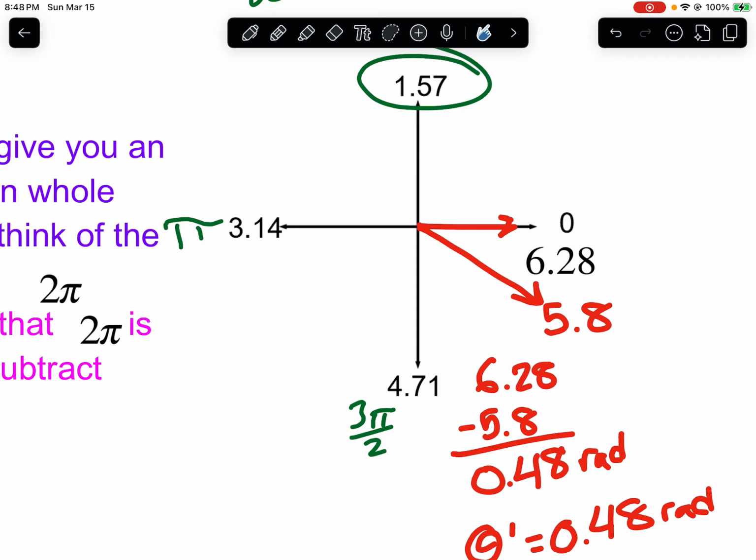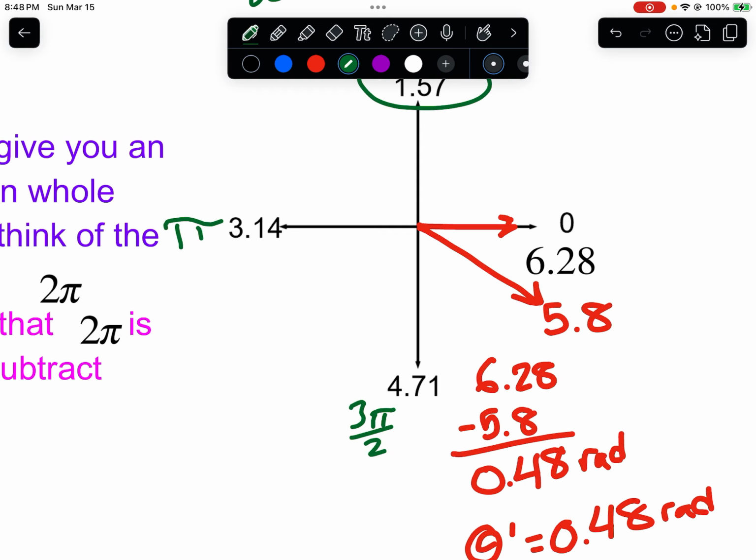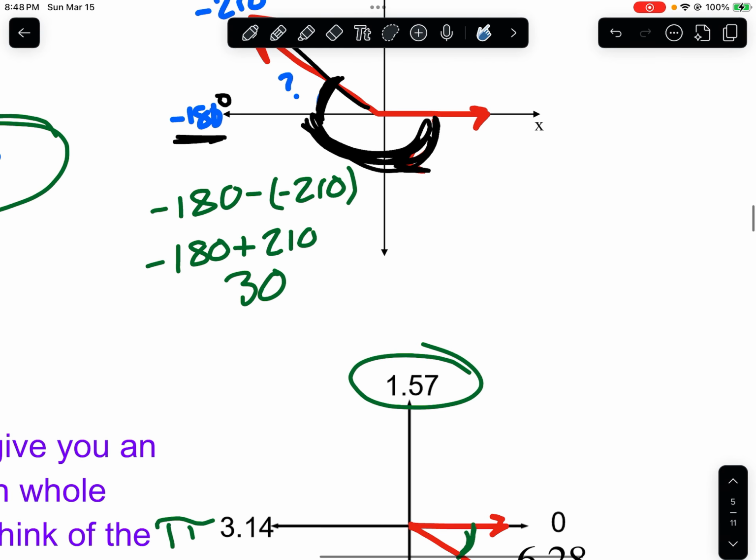So you could convert those all to decimals and then just see where 5.8 falls within that. And so 5.8 would fall between 4.71 and 6.28. Ultimately we're looking for that little acute angle right there. All we would have to do is take that 6.28 minus the 5.8. Basically we're just taking the bigger number minus the smaller number, however our angles line up.